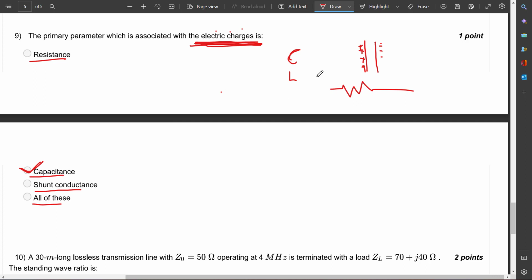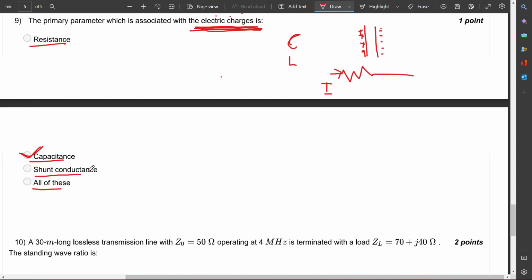Basically, flow depends on the material property, and current flows there. So charges are flowing there, but electric charges can be stored by the capacitor. So the primary parameter associated with electric charge will be capacitance.